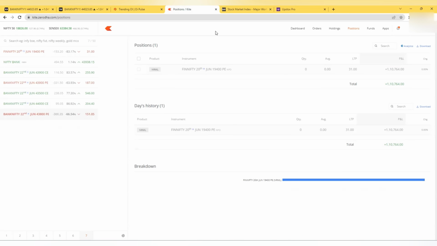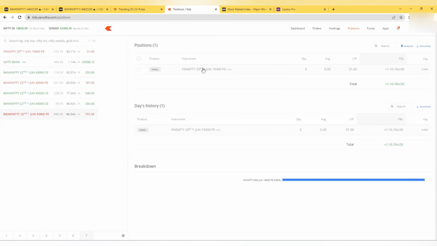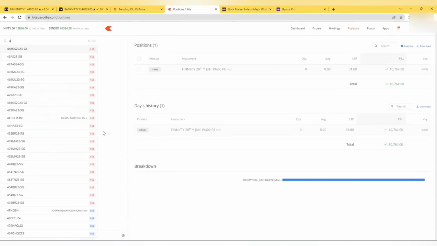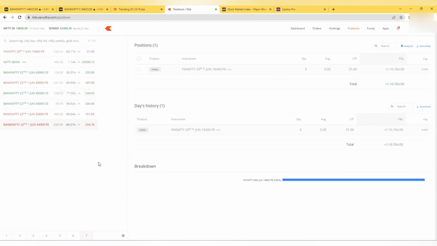Tuesday and Wednesday, 50 delta. I'll go for at the money. And if it is Thursday, I'll go for in the money. So let's say Bank Nifty is at 43,930. Then in the money means I'll go for either 44,000 on the put side and 43,900 on the call side, or 43,800. I'll go in the money.